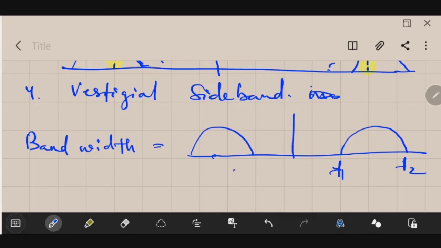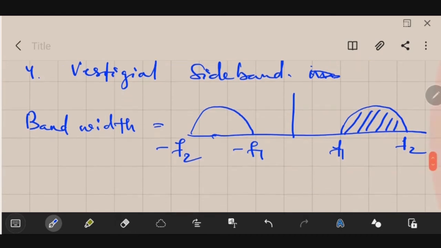Okay, so it will be minus f1, this will be minus f2. So that means this is the band of frequencies it is occupying. Then the bandwidth will be how much? F2 minus f1 will just give you the bandwidth. So this is the range of frequencies that is occupied by a signal.